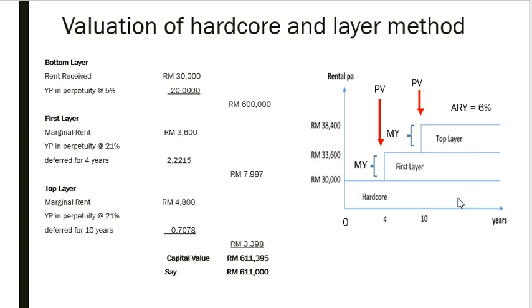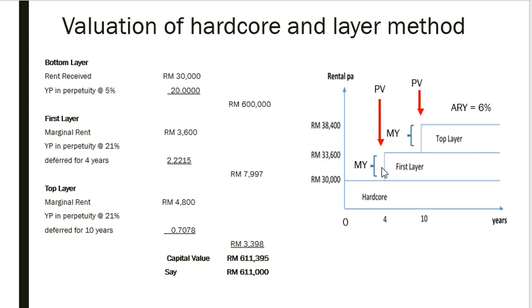Okay, so next we are going to proceed with the first layer here. This is what we call the marginal rent, from 33,600 minus 30,000, so that's why this is the marginal rent. So we get 3,600. Since we are using this marginal rent, we cannot use the yield like 5%.